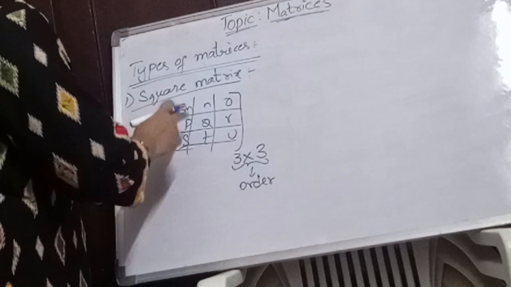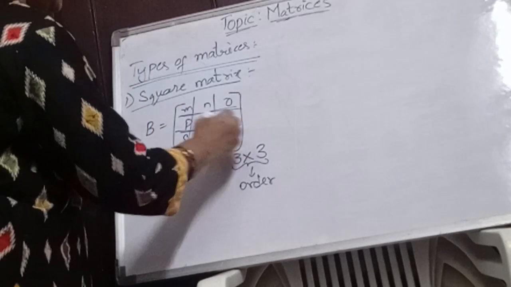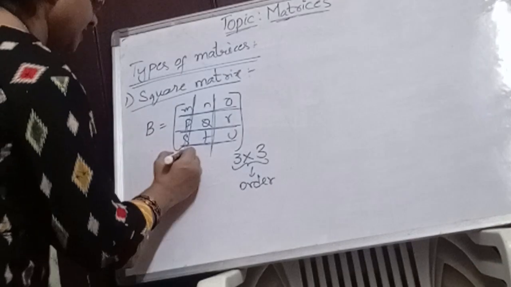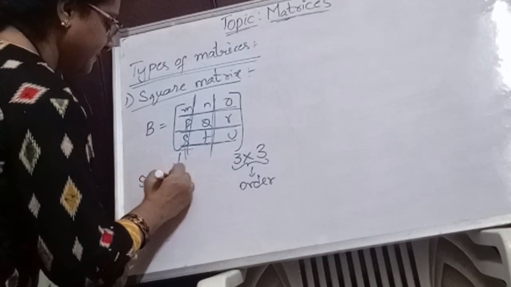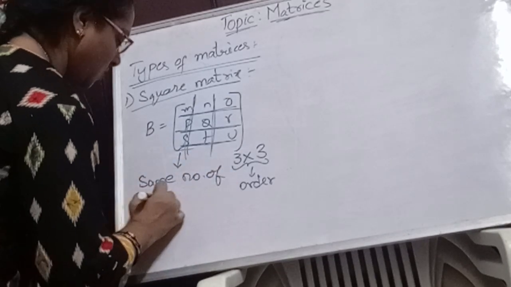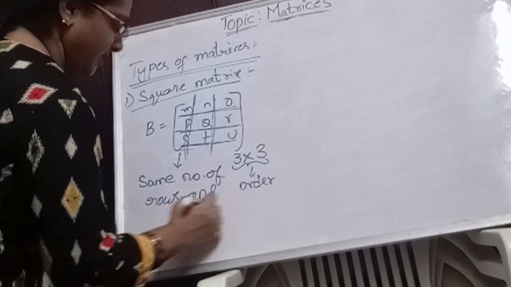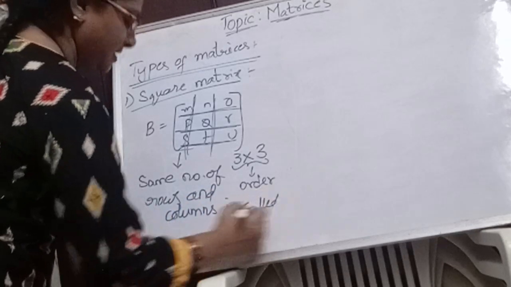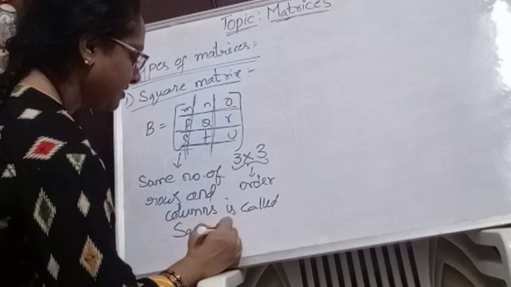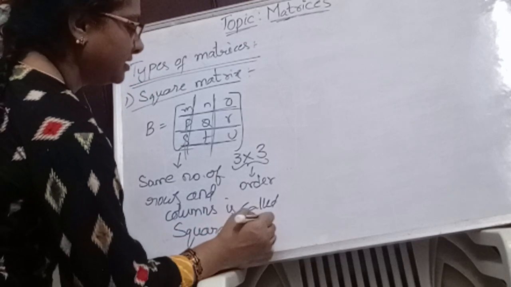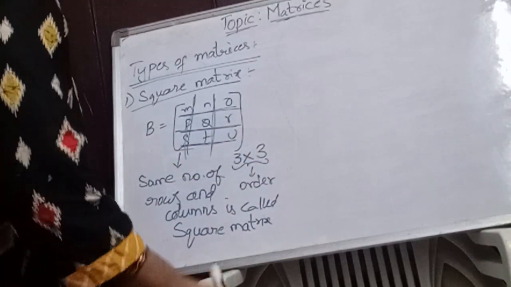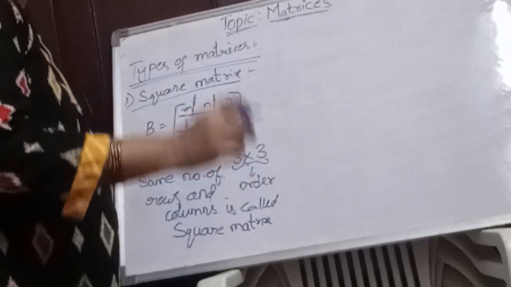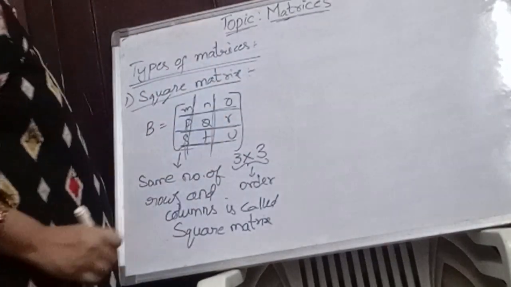Now here what we observe, how many rows are there? 3 rows. And how many columns are there? 3 columns. If any matrix has the same number of rows and the same number of columns, it is called a square matrix. Got it? Square matrix. Let us see one more example for this.